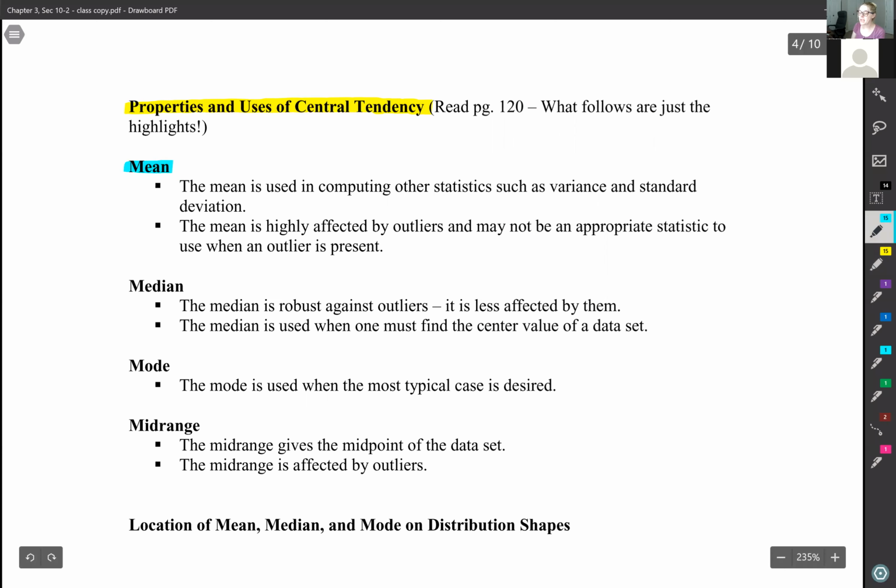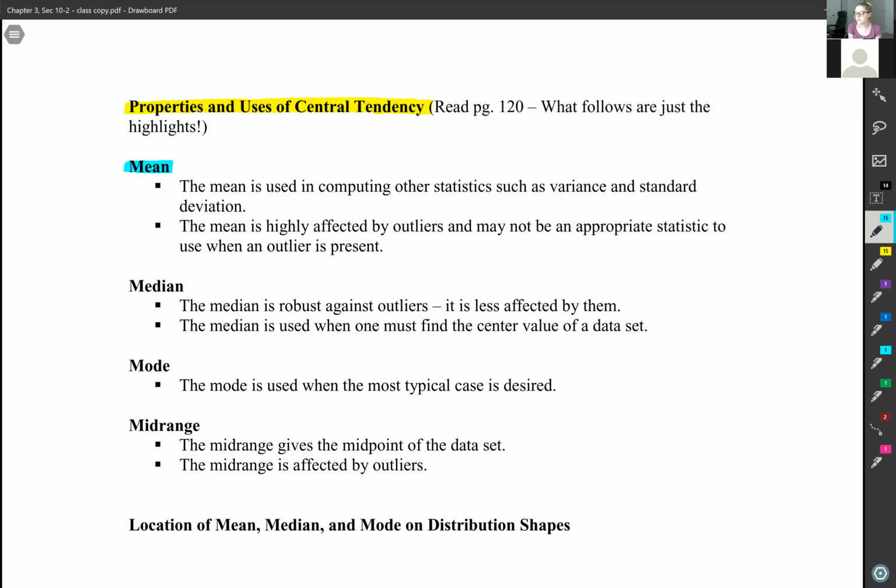So the first one is mean, and it says the mean is used in computing other statistics, such as variance and standard deviation. Those may be words that you've heard before, or maybe you're pretty familiar with them. But we are going to talk about those today, just in the next section. So you don't need to know what those are yet, but just know that the mean is used in computing other statistics.